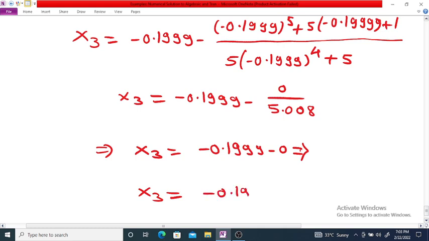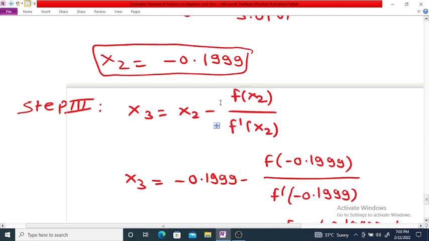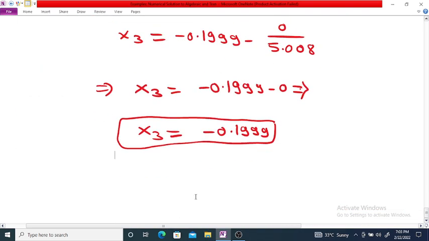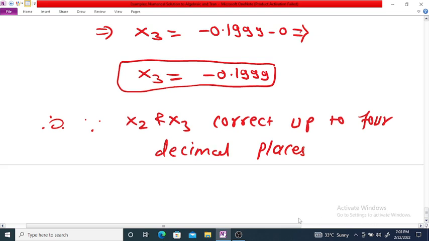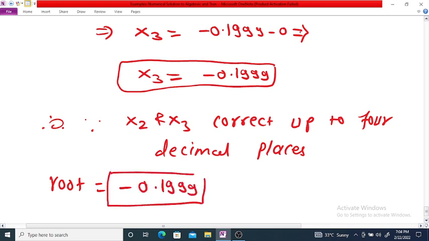minus 0.1999. So you can see here these x3 and x2 are correct up to 4 decimal places, and therefore, since x2 and x3 are correct up to 4 decimal places, the real root of the given equation is equal to minus 0.1999. This is the answer of the given equation.